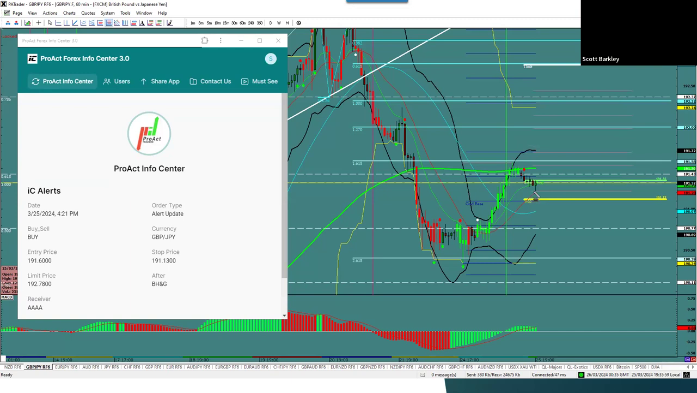So pop a fib from the swing low to the swing high. I don't know that it's a bottom yet, but if that's the bottom, then the 1,000 is here. So that's 100% of that move. You need to watch for that, and hopefully you get to that right there. The entry price is 191.61, which is right here.